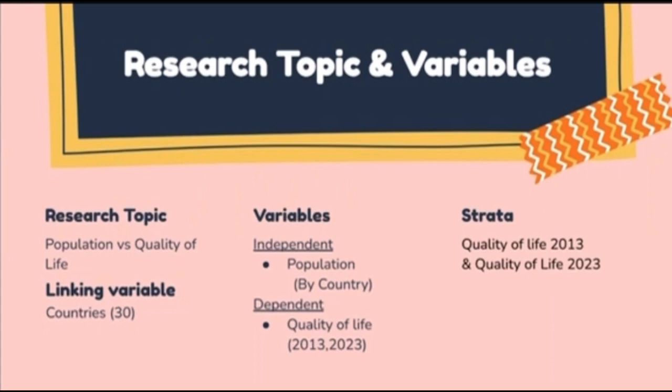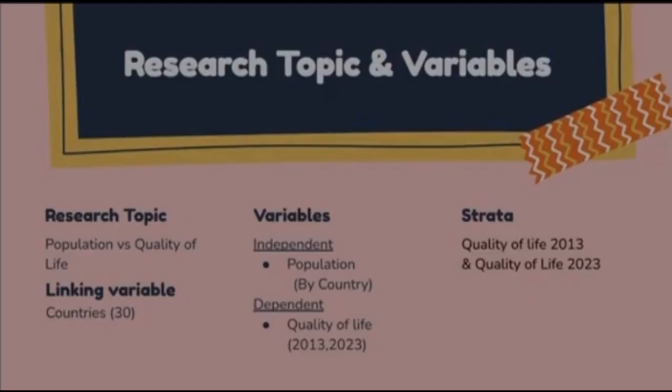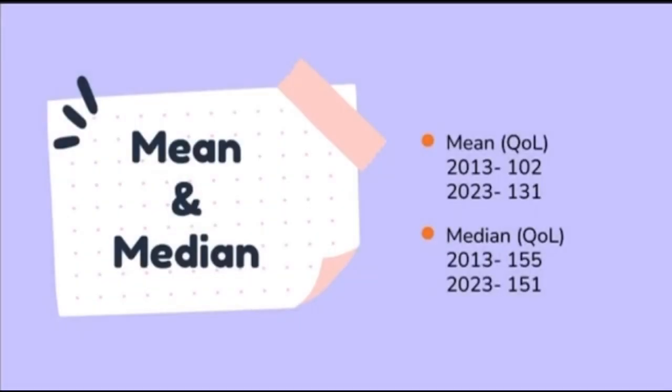Our linking variable is countries, and we had 30 of them. Our independent variable is population by country. Our dependent variable was quality of life between 2013 and 2023. And our two strata were quality of life in 2013 and quality of life in 2023.